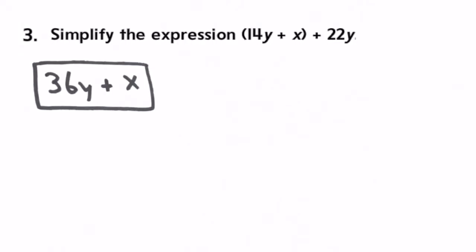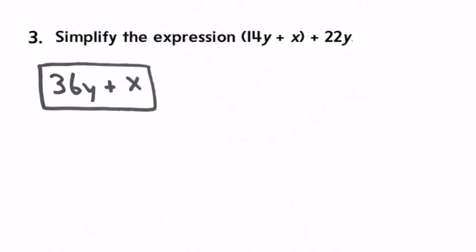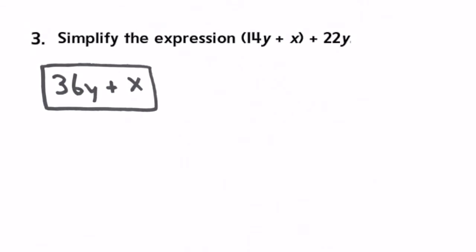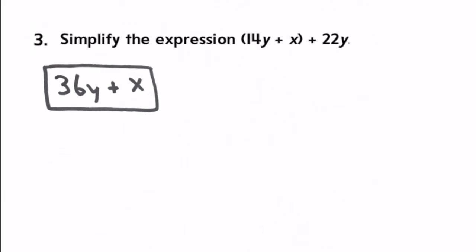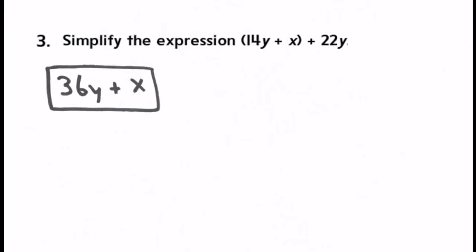In example 3, you're given some terms inside of a parentheses and some that are not. But don't let that fool you. You can still combine anything that has a y as a variable. So you can put the 14y and the 22y together, and that gives you 36y. And then the x, that variable doesn't have any like terms. You can't put it together with anything, so you just bring it along, and you end up with 36y plus x.